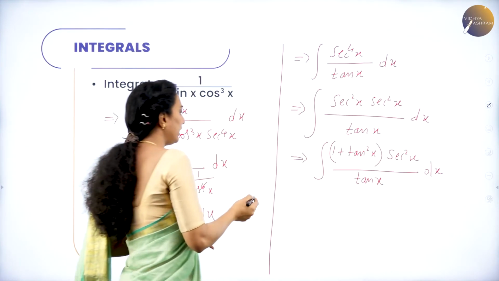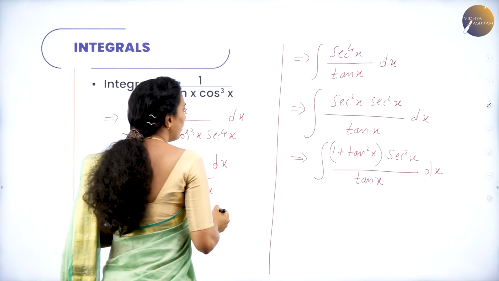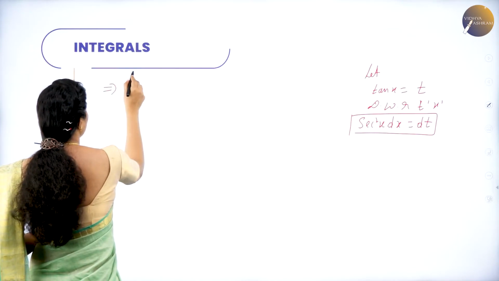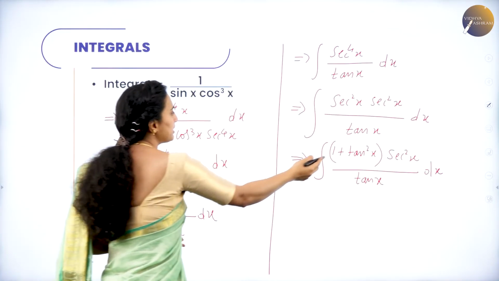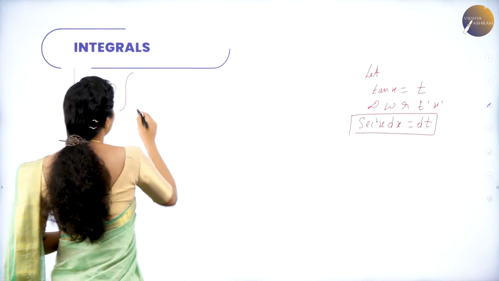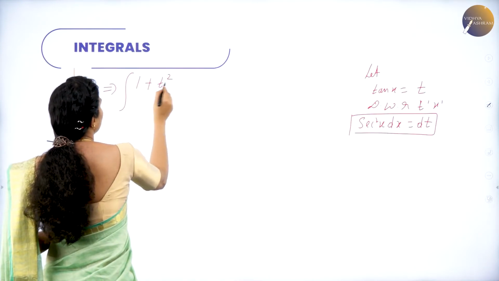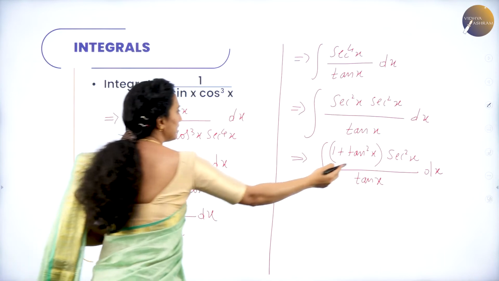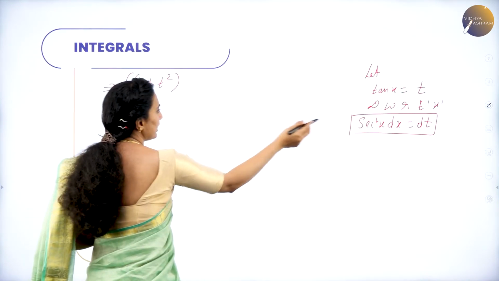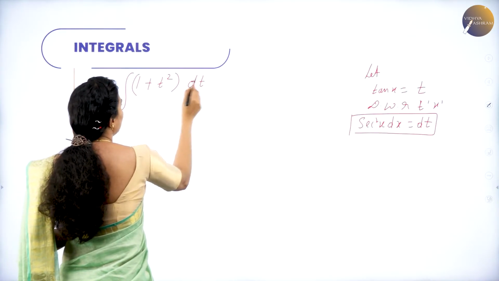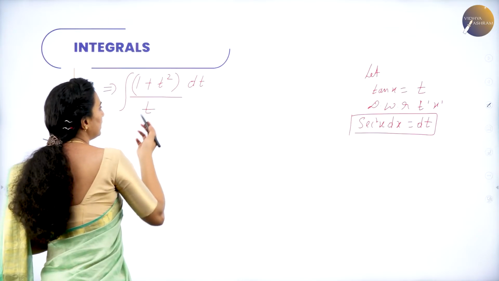Dears, you can take that one, which implies 1 plus tan squared, and 1 plus tan squared is nothing but t squared. So 1 plus t squared into secant squared x dx, we got it as dt divided by tan x, which we have substituted as t.